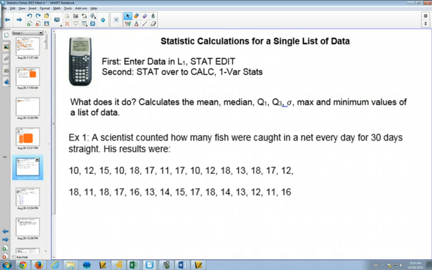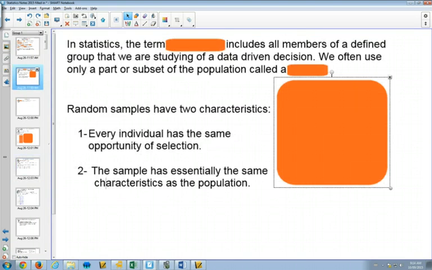Whoops, skipped too many there. Here we go. And in statistics, the term that includes all members of a defined group, what word is going to be under there? Yes, population. When you only use a part of that population, that's called a sample. So here's a little diagram.